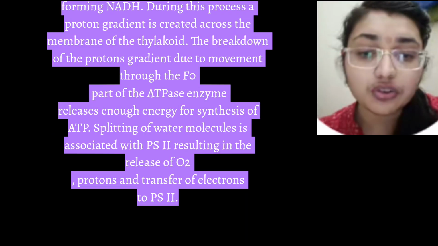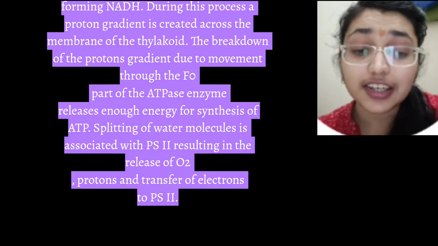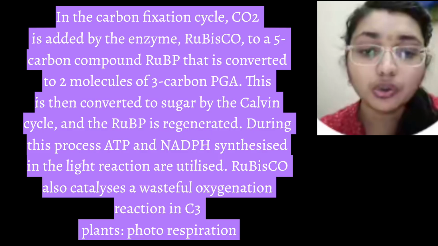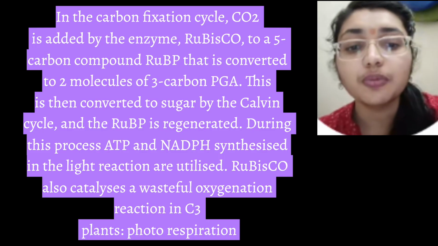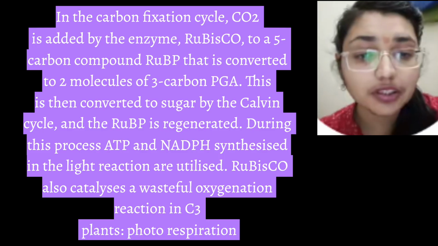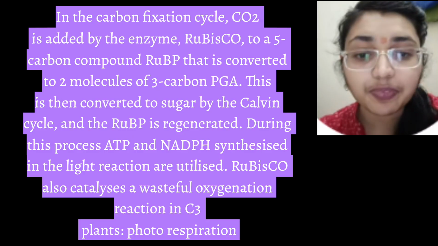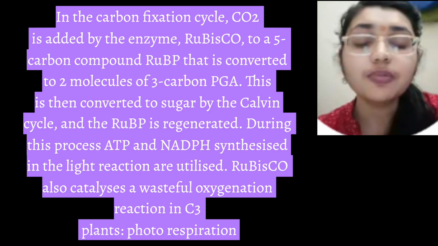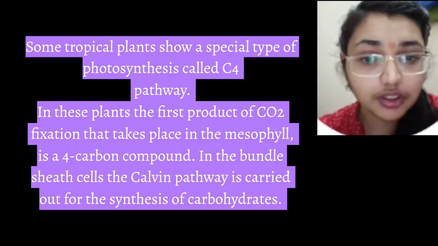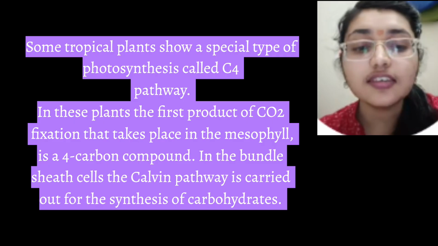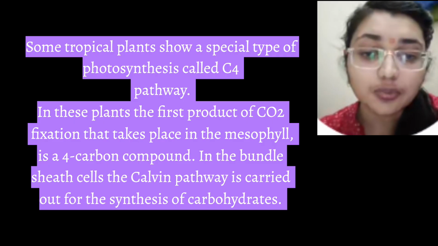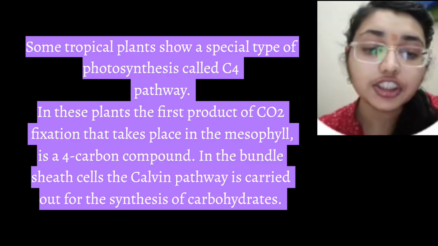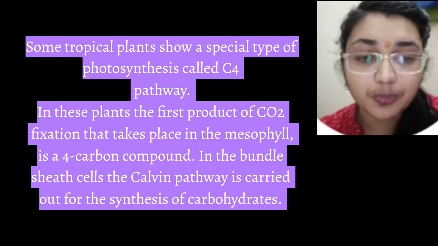So in the carbon fixation cycle, CO2 is added by the enzyme Rubisco to the 5-carbon compound RuBP, which converts to 2 molecules of 3-carbon PGA, and this is then converted to sugar by the Calvin cycle. RuBP is regenerated here. During this process, the ATP and NADPH synthesized in the light reaction are utilized. Rubisco also catalyzes a wasteful oxygenation reaction in C3 plants, photorespiration.